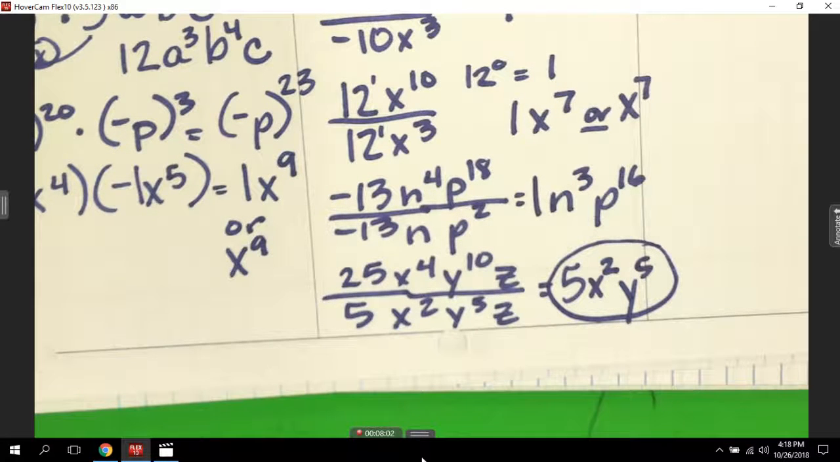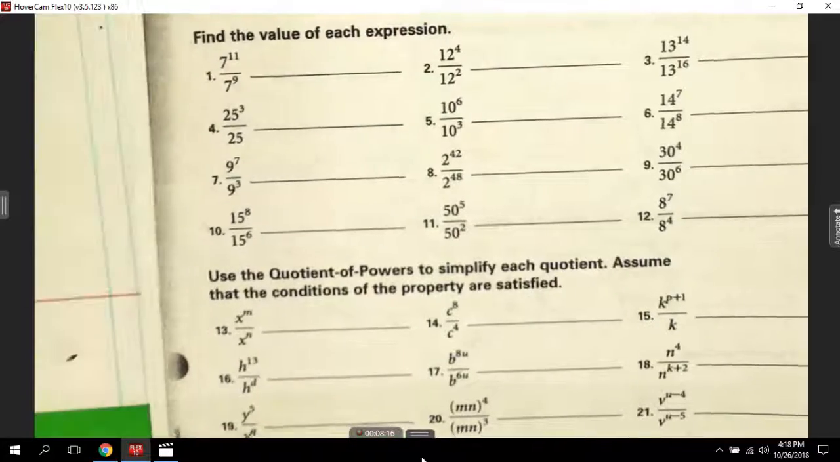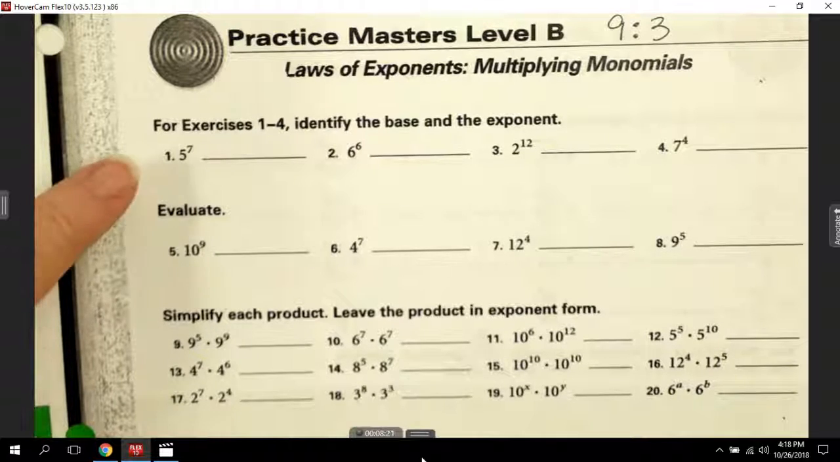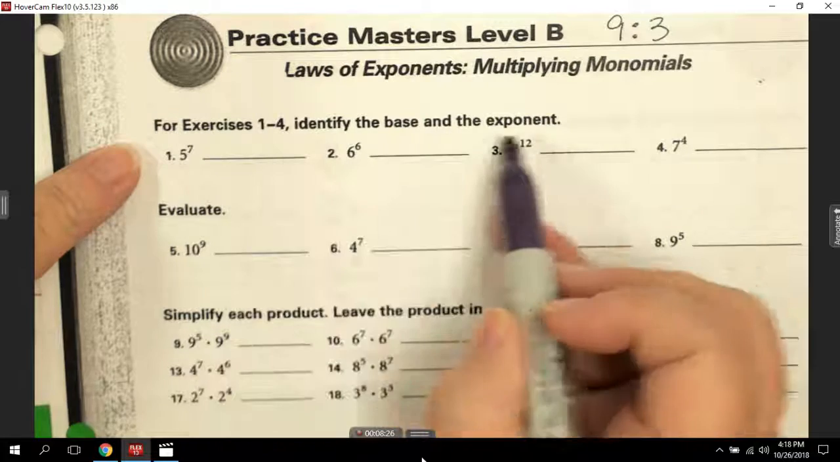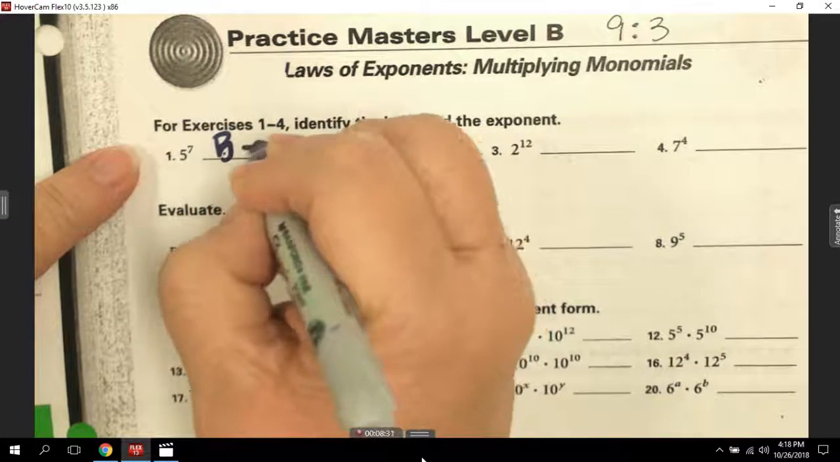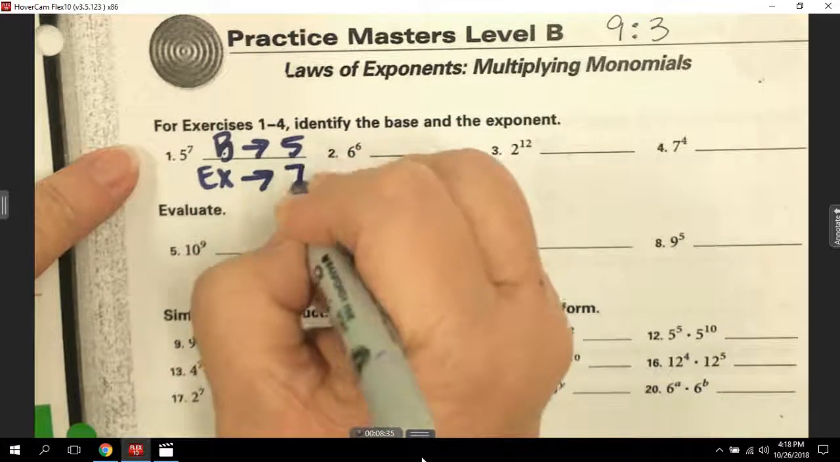And this takes care of the review for 9-3, multiplication and division. We have an extra practice worksheet. Here we have some review skills from yesterday as well. On problem number 1, it asks us to identify the base and the exponent. The base is 5, and the exponent is 7.